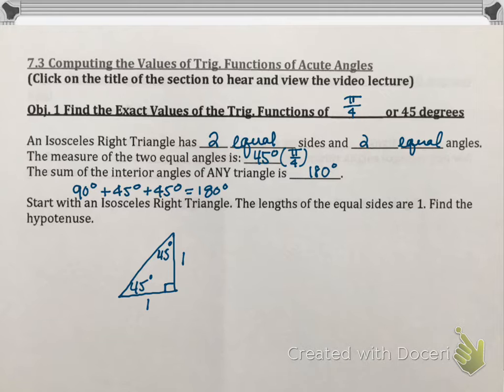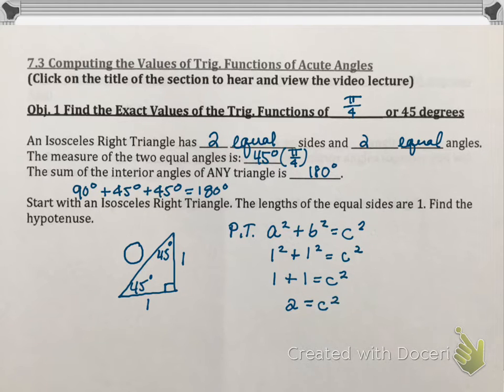To find this missing side over here, what we're going to use is the Pythagorean theorem. Pythagorean theorem is a squared plus b squared equals c squared, which means we take the first leg and square it, plus the second leg and square it, and it equals the hypotenuse squared. I don't know what the hypotenuse is yet, so I'm going to leave that as c. So I get 1 plus 1 equals c squared. 1 plus 1 is 2, which equals c squared. Solving for c, we get the square root of 2.